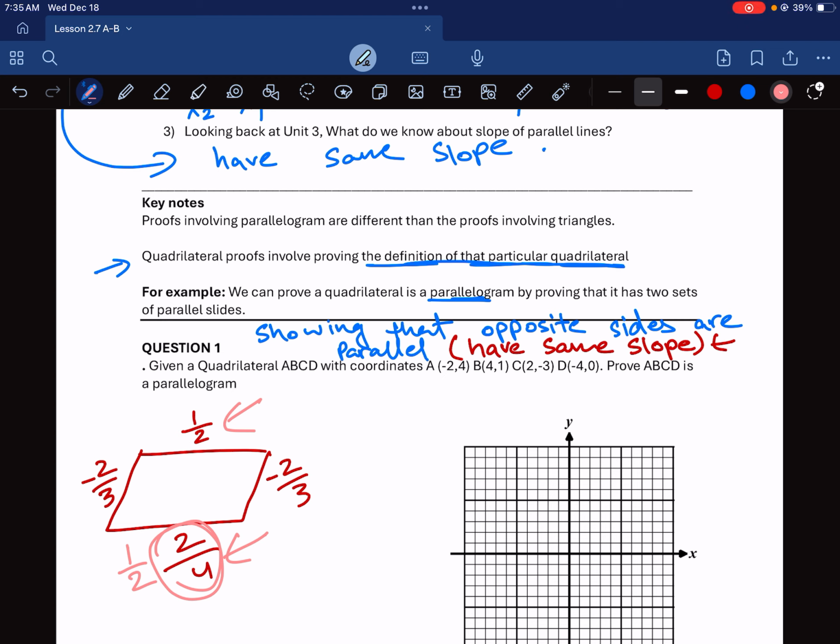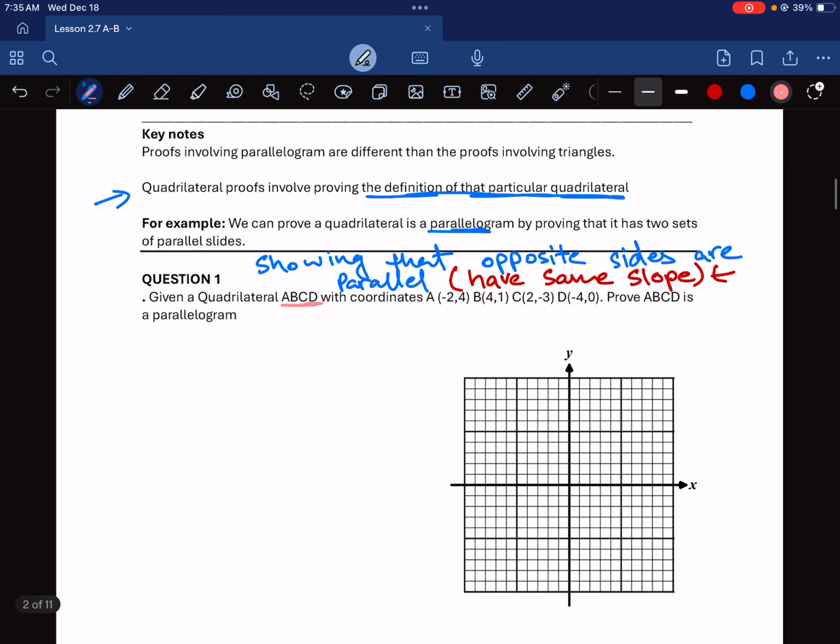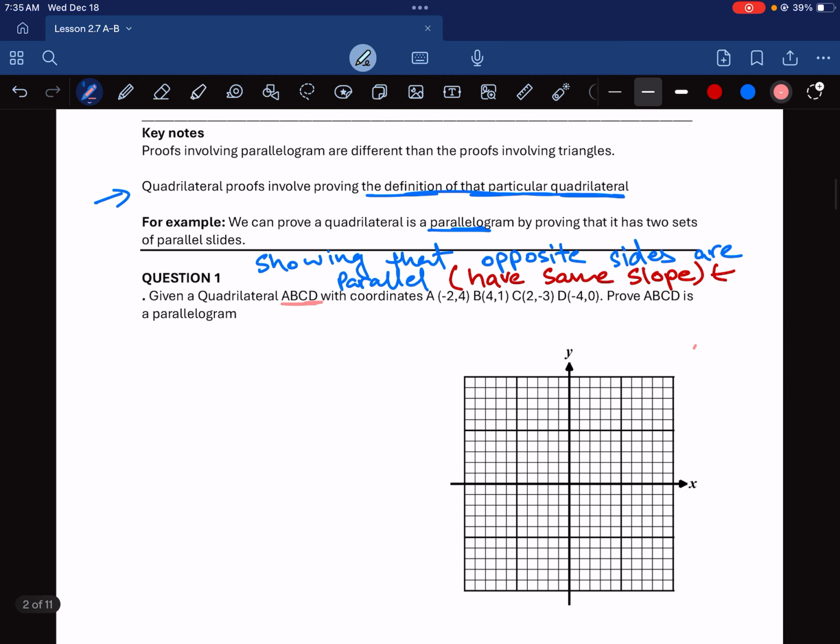All right. So let's go ahead and look at question number 1. Given a quadrilateral, they give us a quadrilateral ABCD, and then they give us the coordinates. They want us to prove it is a parallelogram. So the first thing we're going to do is always graph your quadrilateral. So let's go ahead and graph it. I'm gonna use blue. A is negative 2, comma 4, right here. B is 4, comma 1.